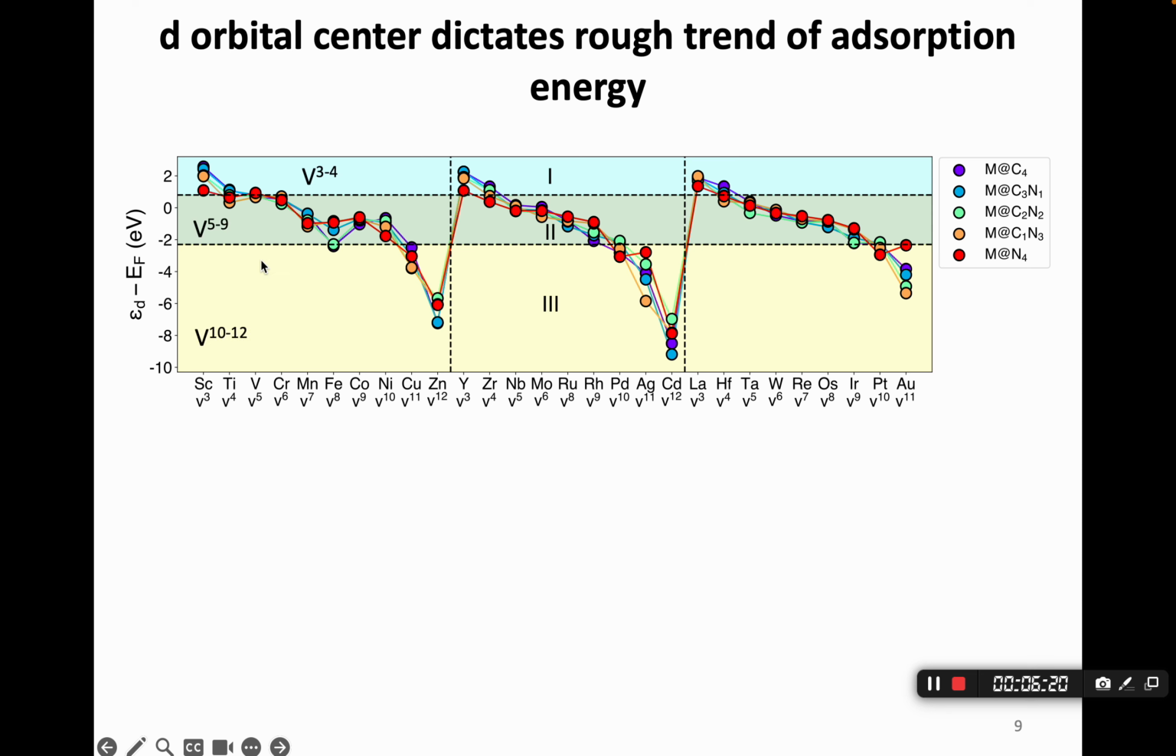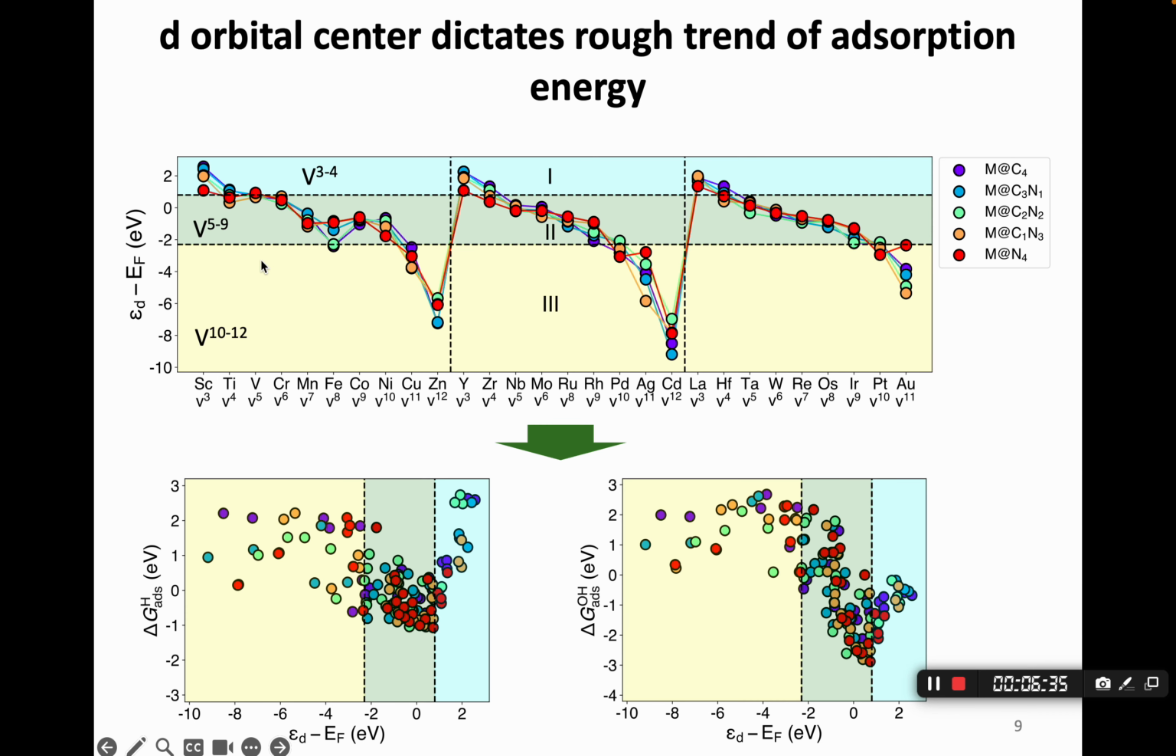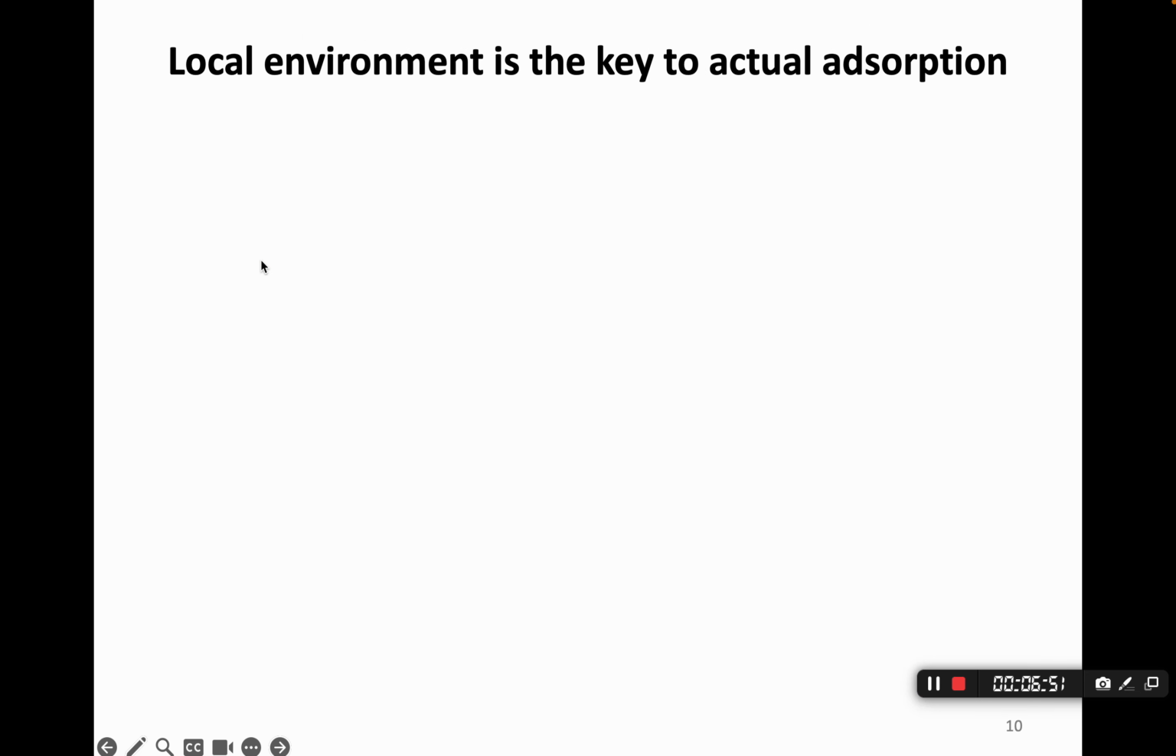Okay, so at the same time, we can divide them depending on whether they are early transition metals, late transition metals, or transition metals in the middle. We divide them into group 1, 2, and 3, and later we're going to discuss a little bit more about it. Because once you divide all the metals in this way, you will see pretty much 3 types of trends going on. This can actually be explained by molecular orbital theory.